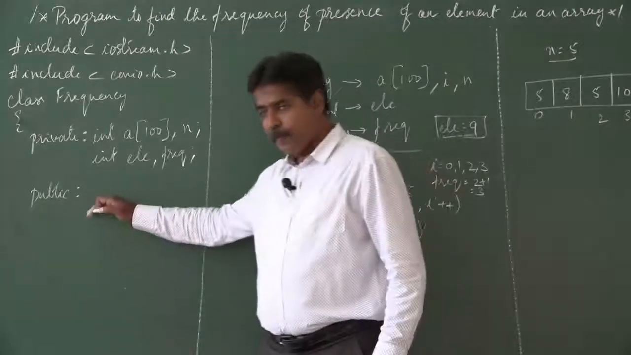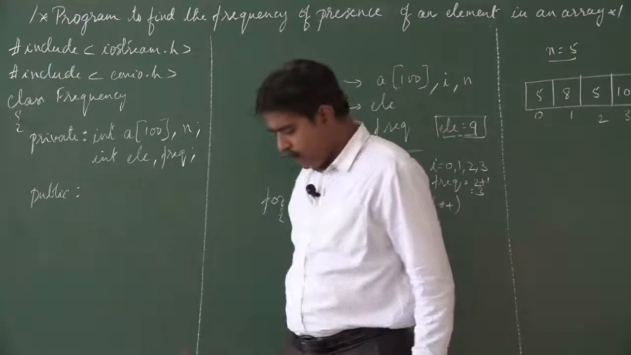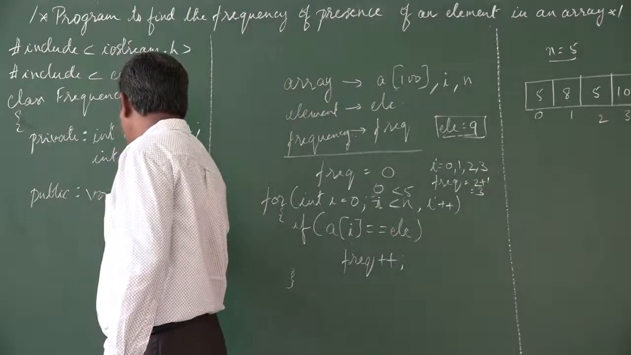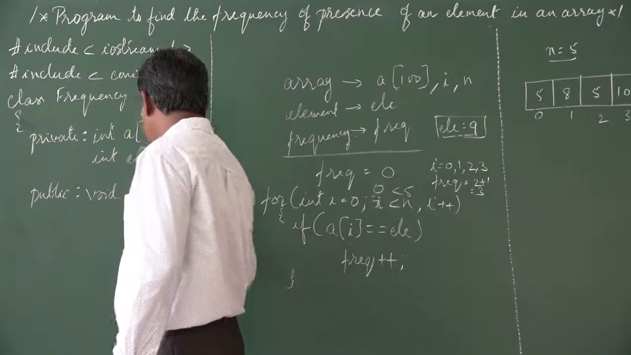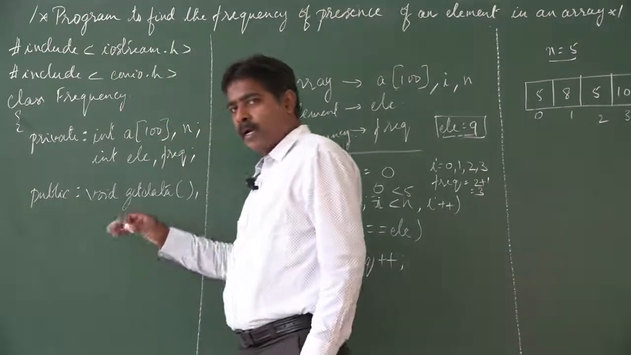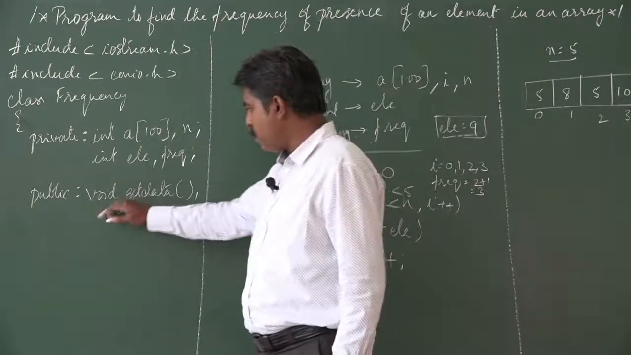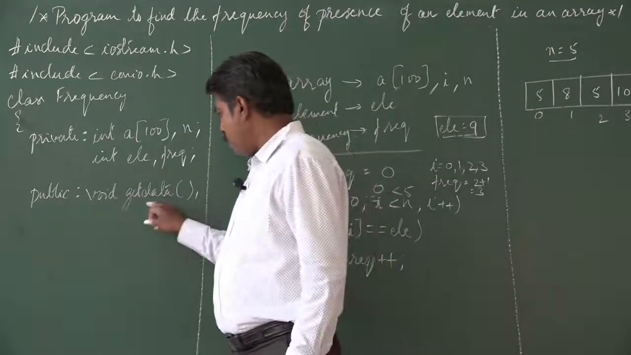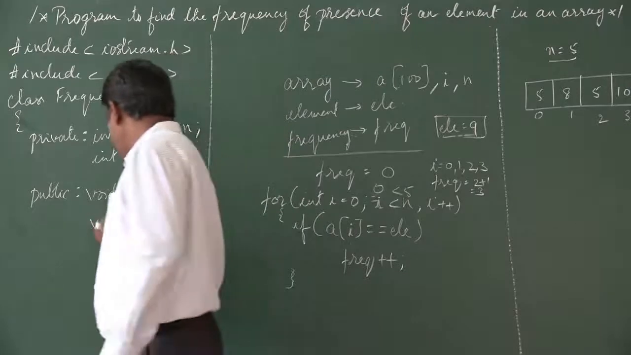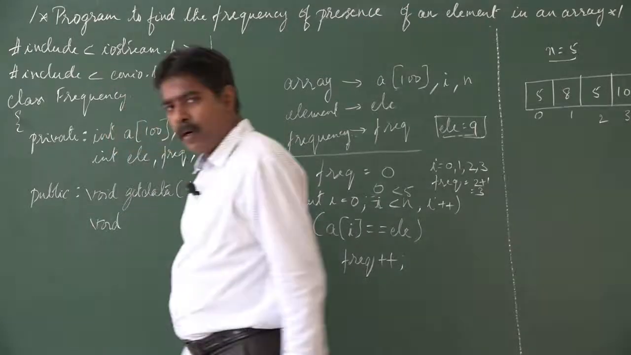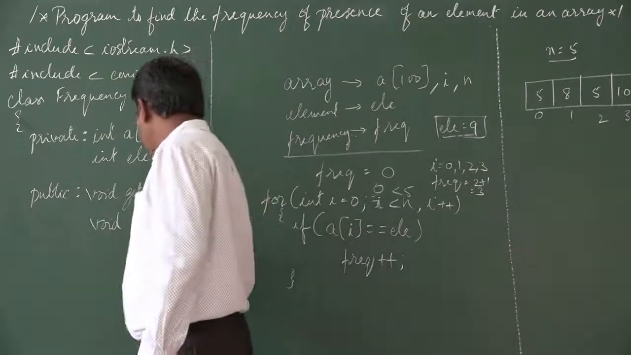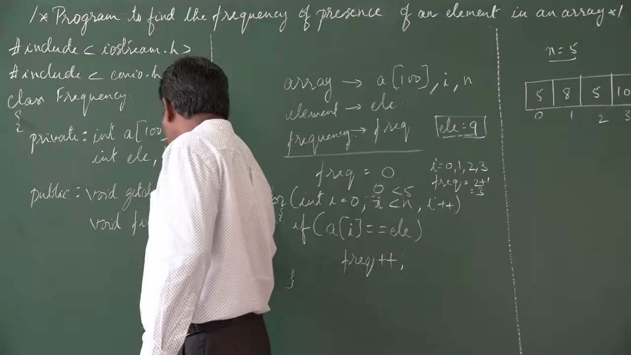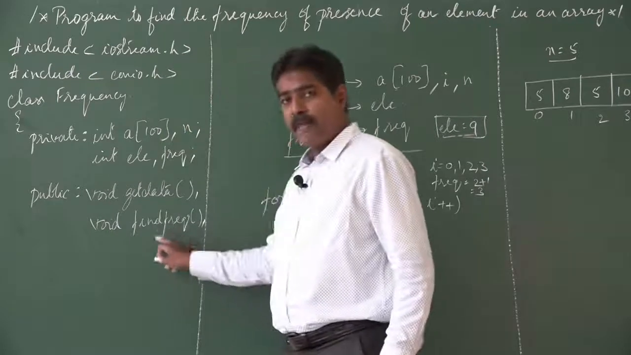Then the member function will be void get data, semicolon, because we are going to have the outside class definition. That's the reason I have taken the declaration part of the function header. So void get data, semicolon, next void find FREQ. I have taken a function name called find FREQ, that is find frequency.